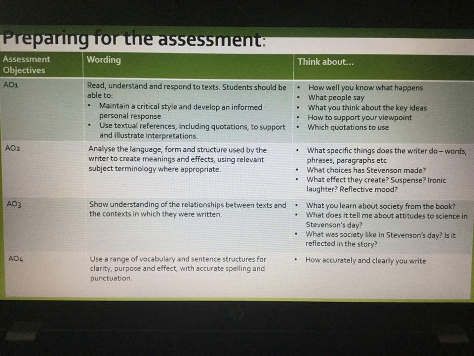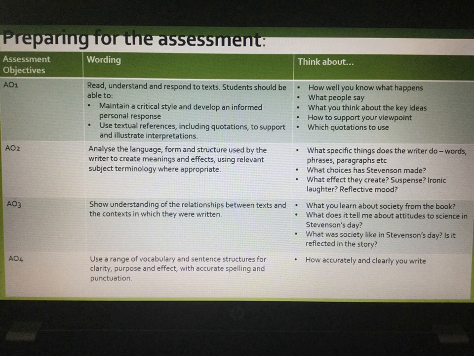AO2 is your ability to analyse language, form and structure, so the how the writer creates meaning and effect. And here, we really need the right language terminology. So what specifically does the writer do? His words, his phrases, his paragraphs. What choices has Robert Louis Stevenson made? And what effect do they create? Suspense? Laughter? Do you reflect? You need to think about the choices he makes in terms of his language and in terms of his structure.